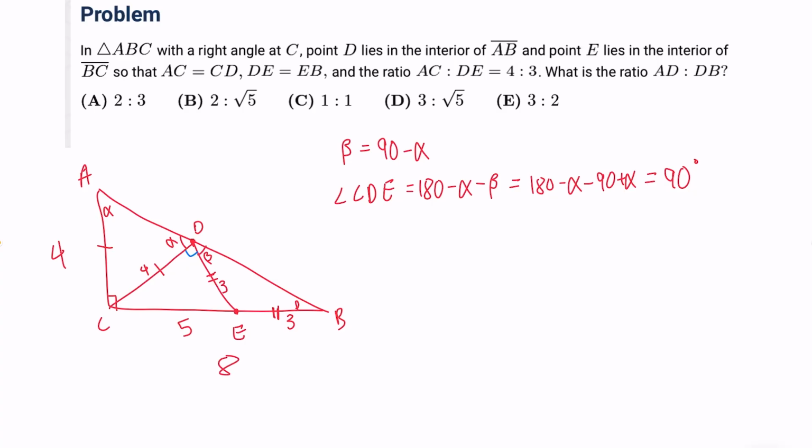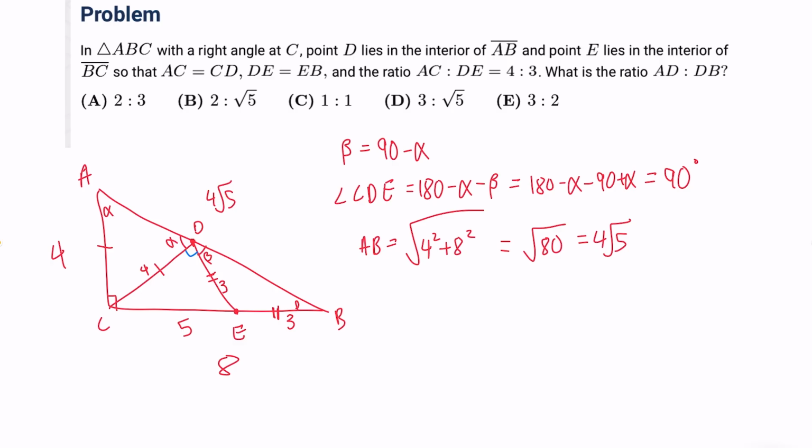Well, we now know the two legs of this right triangle, so we can use the Pythagorean theorem to figure out the length of AB. So AB is just equal to the square root of 4 squared plus 8 squared. And this is equal to the square root of 80, which is 4 square root of 5. So AB has length 4 times square root of 5.